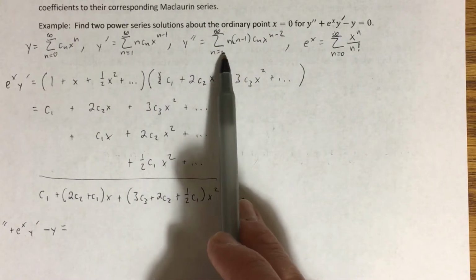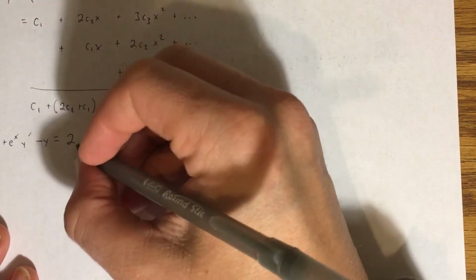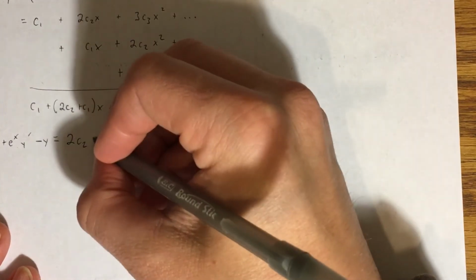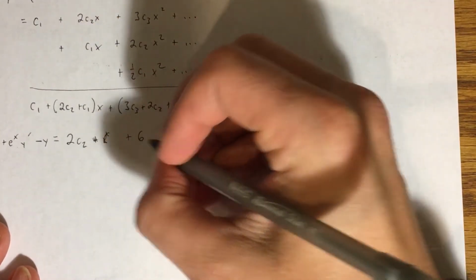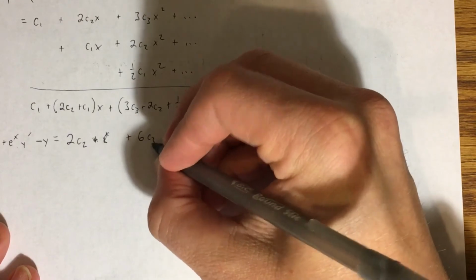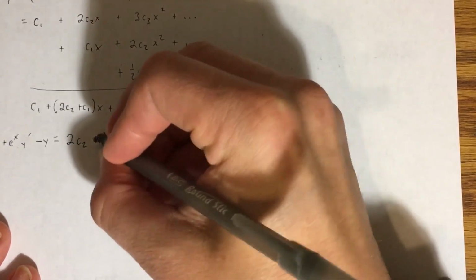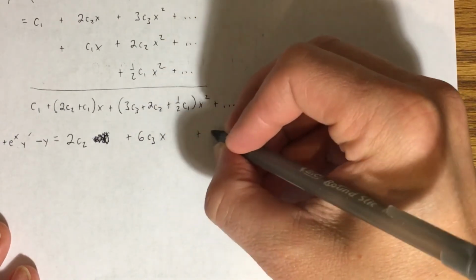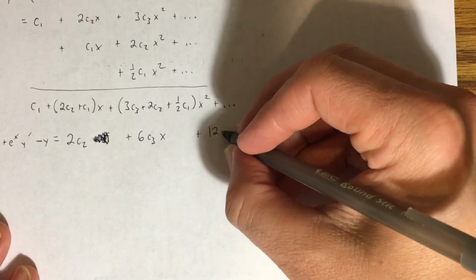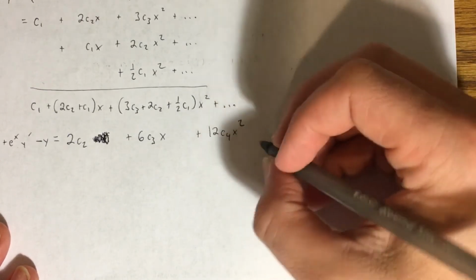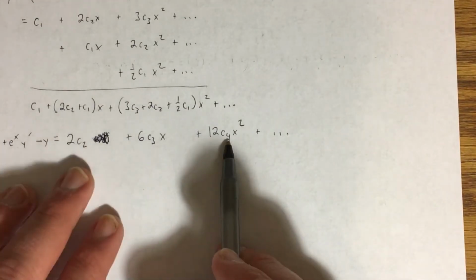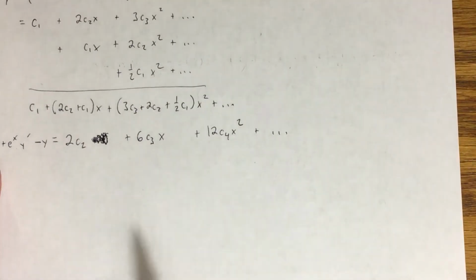So plugging in 2, 3, and 4 into that guy. That's going to give me, as you can verify, 2c2 plus, I'm going to give myself a little space here actually, plus 6c3x plus 12c4x squared plus dot dot dot. Okay, so this whole thing right here is just the first three terms of the series corresponding to y double prime.